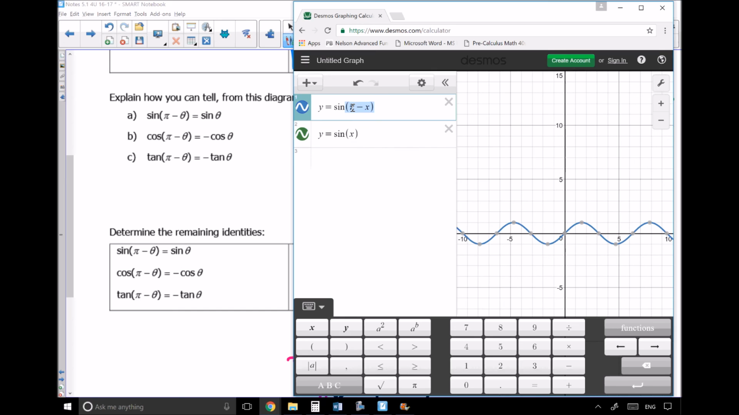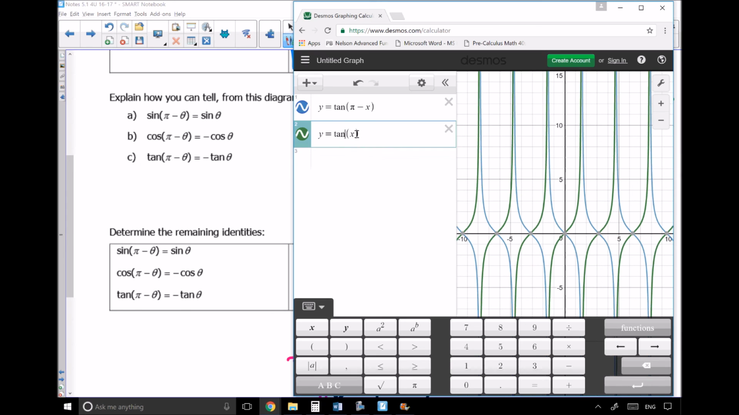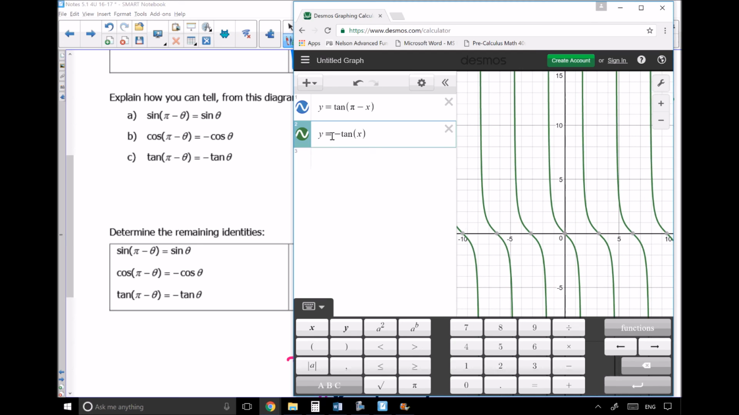Okay? So now I want to do the cosine of pi minus theta and cosine of x right here. And they don't overlap with each other, but if I make this the negation of it, then they overlap with each other, so it works. Okay, one last one, the tangent of pi minus theta. I want to put tangent of theta over here. They don't overlap with each other, but if I put a negative in front right here, it does work. So I can say it's the negative tangent of theta. So my statements all hold true.